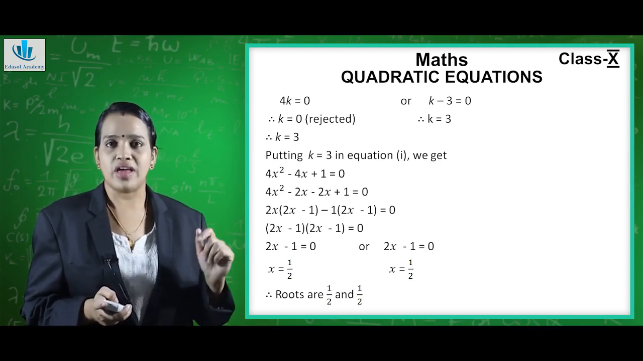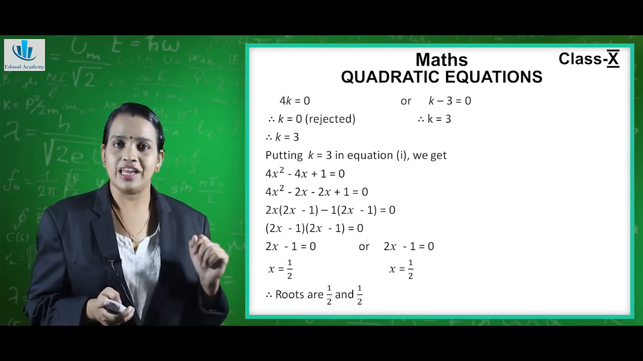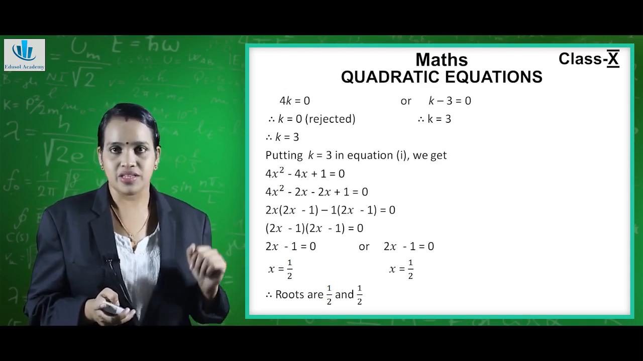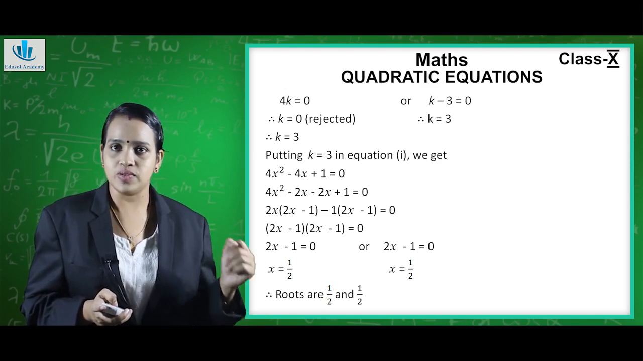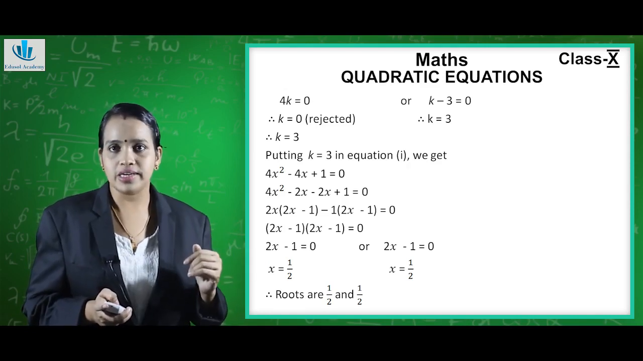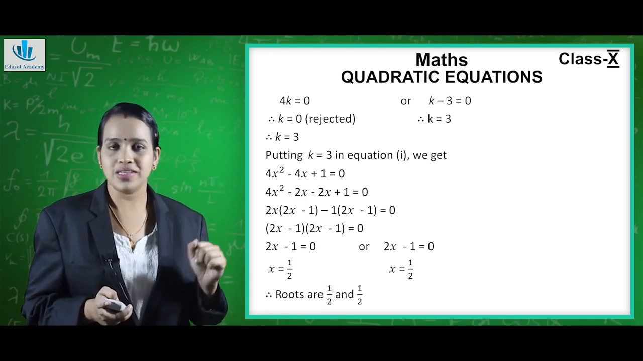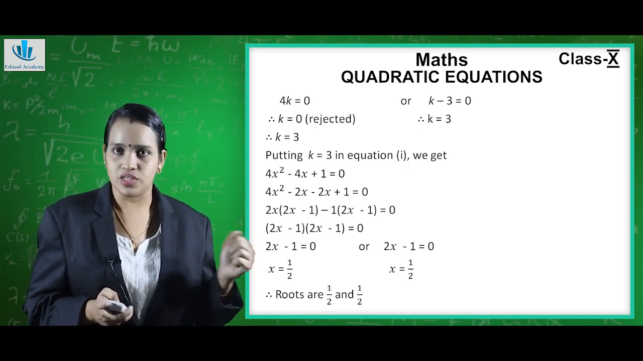Now we will put the value of k, that is 3, in equation 1. So we get it as 4x raised to 2 minus 4x plus 1, which is equal to 0. Now we can split the middle term. So it becomes 4x raised to 2 minus 2x plus 1, which is equal to 0.